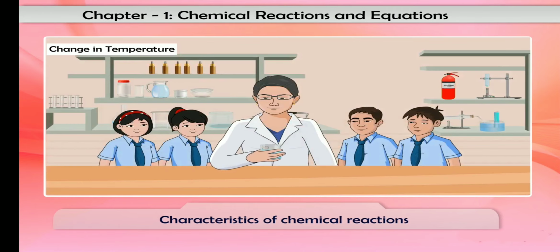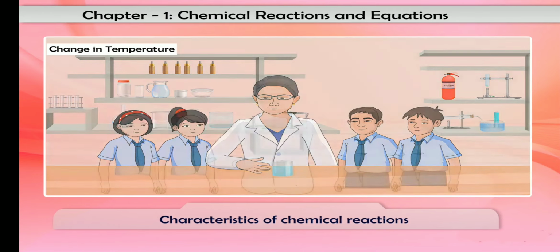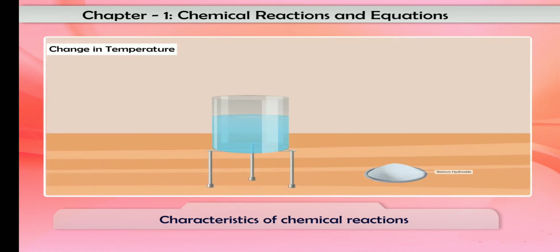2. When barium hydroxide is added to ammonium chloride and mixed with a glass rod, then barium chloride, ammonia, and water are formed. A lot of heat energy is absorbed, due to which the reaction mixture becomes very cold. It is an endothermic reaction, which means heat-absorbing reaction.